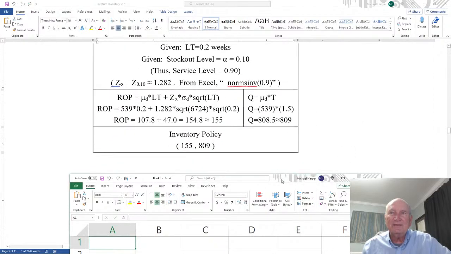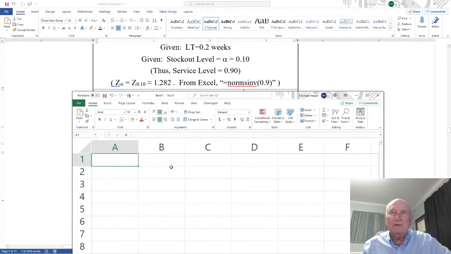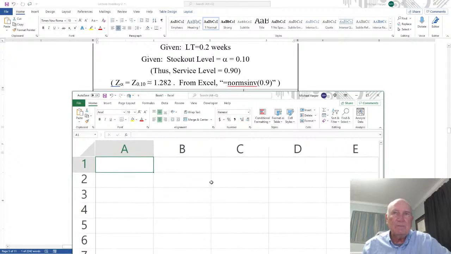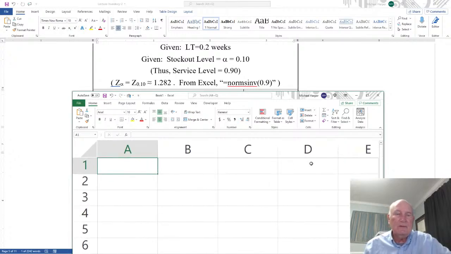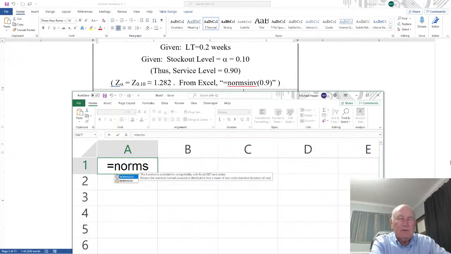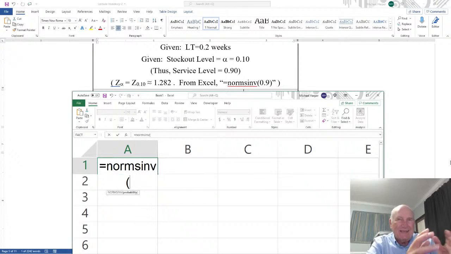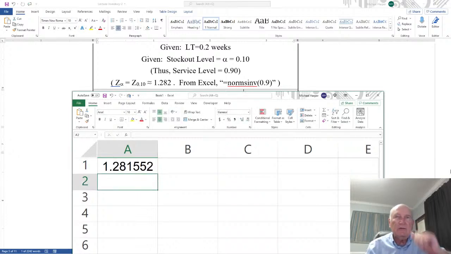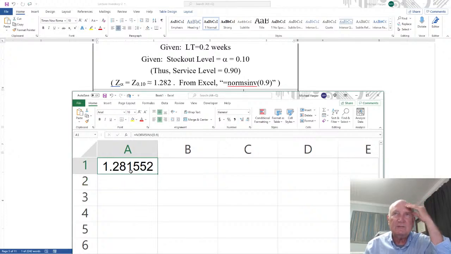Bring this up so we can actually, here we go. So essentially all I'm going to be doing here, I'll put it right here, that's going to equal the normal standard inverse. And that's what that means. It's the inverse of the function, 0.9 probability, return, and you get 1.281552. It's an algorithm which approximates it.